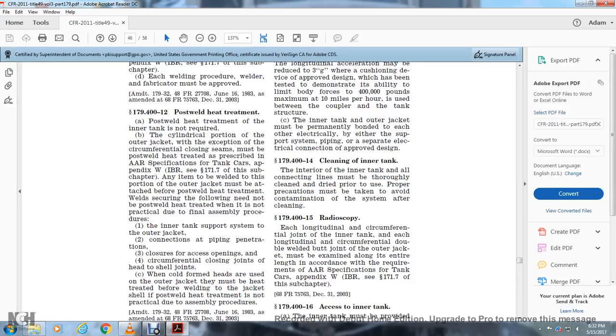179.412, post-weld heat treatment. The post-weld heat treatment of the inner tank does not require the cylindrical portion of the outer jacket, with the width of the exemption for the circumferential closing seams, to be post-weld heat treated as prescribed in the AR specification for tank cars, Appendix W.